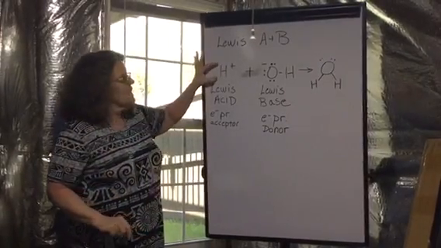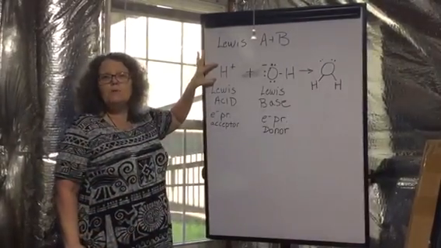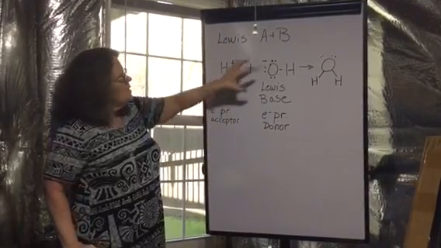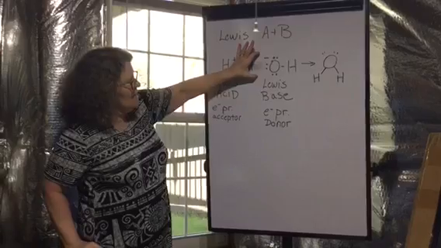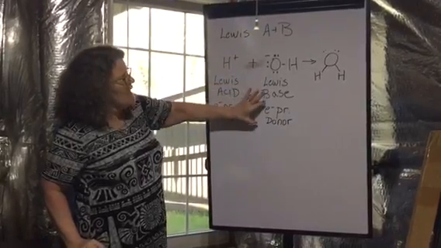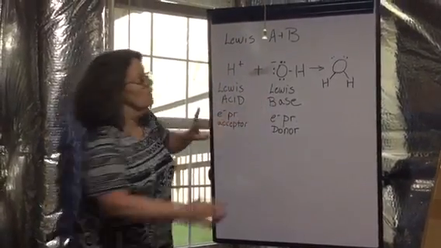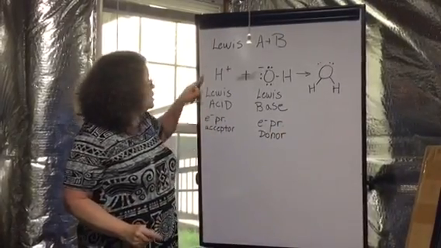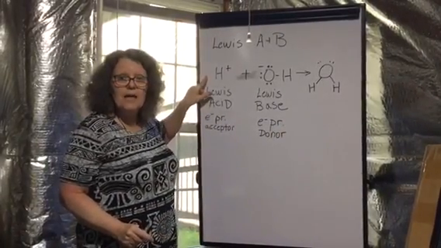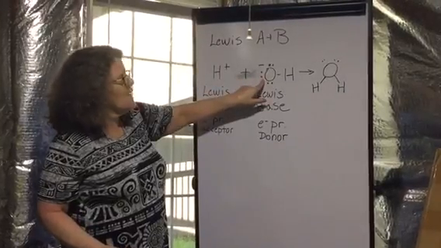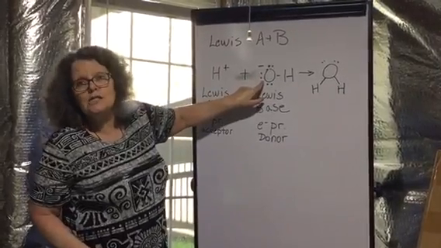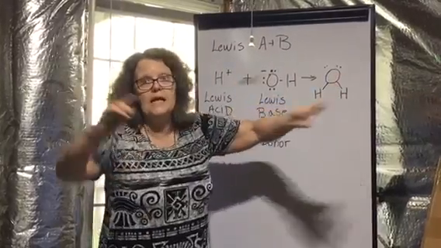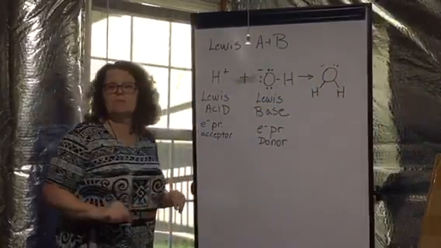We're saying this hydrogen ion, this bare proton, can accept an electron pair. This hydroxide ion, which is a Lewis base, can donate an electron pair. And this is the result when the hydrogen ion accepts an electron pair and when the hydroxide donates or shares an electron pair. This is the result. That's all I'm saying about Lewis acid bases. Done.